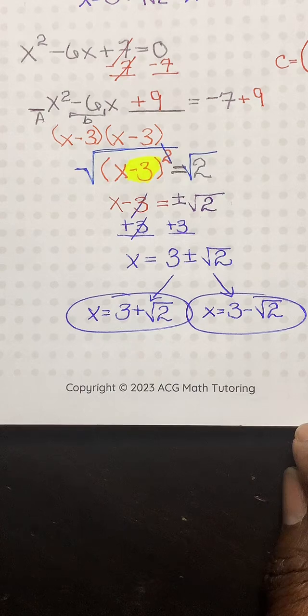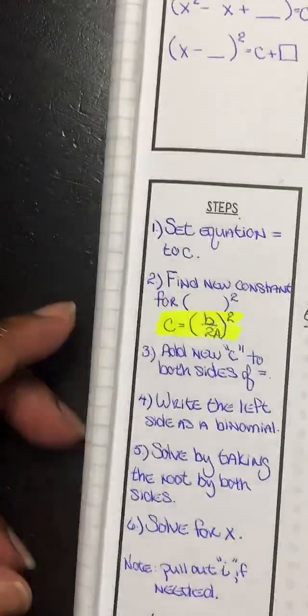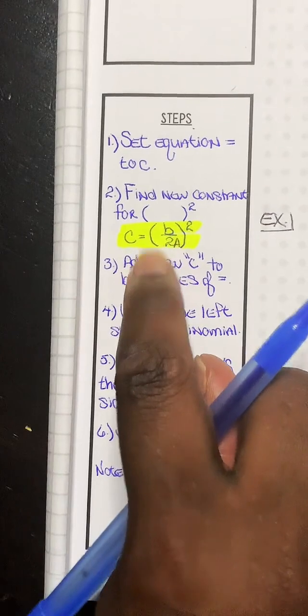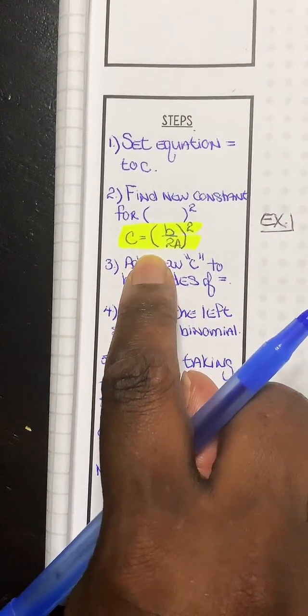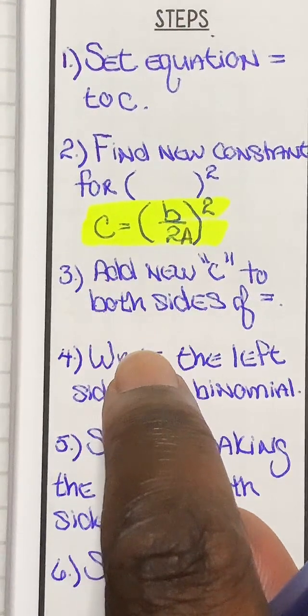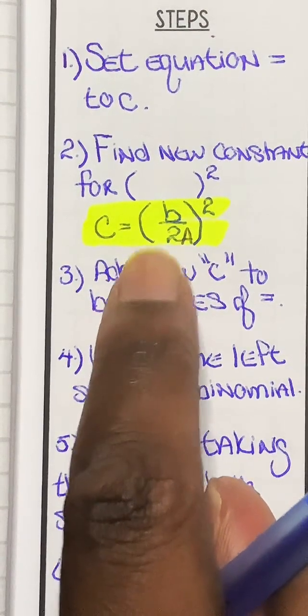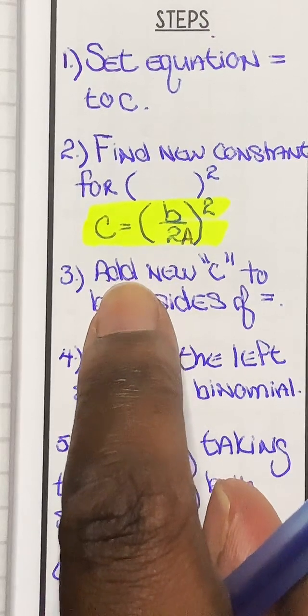Let's try another one. All right. So again, for those that didn't write it down, make sure you write this part down. This is key. There's a lot of stuff that's key, but this is key. The formula to find your new C, once we've got it equal to your original constant, we're going to need this formula. And this formula has been used several times.